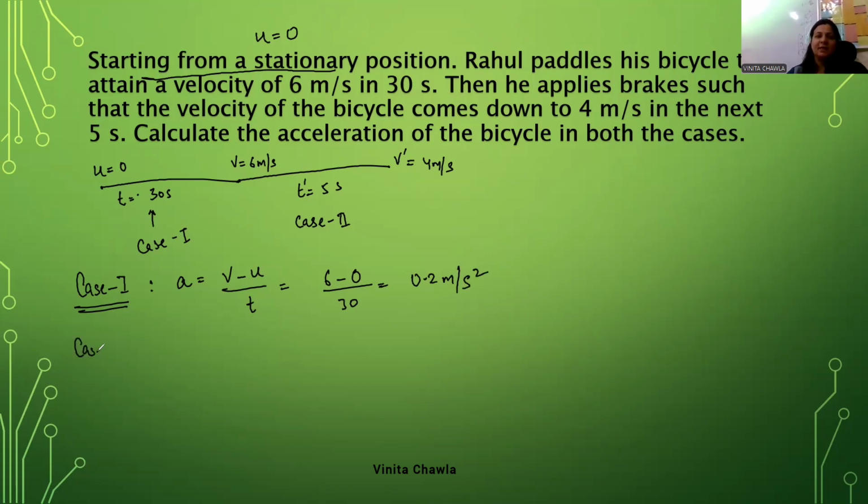Second case. In the second case, our final velocity is v dash and initial velocity for the second case is v, and time is t dash. Okay, so we'll simply put the values here. It's 4 minus 6 upon 5. So it's minus 2/5, or we can say it's minus 0.4 meter per second square.